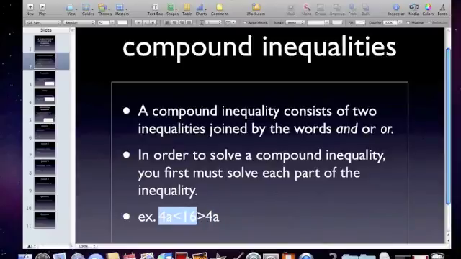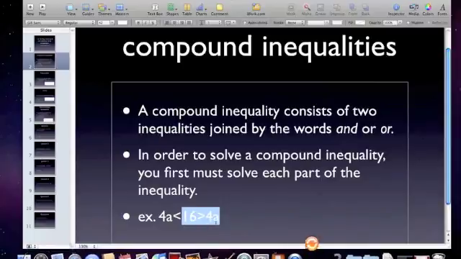First, you do 4a is less than 16. You divide both sides by 4, making a less than 4. The second part is 16 is greater than 4a. You then divide by 4 on that side also, which gives a less than 4.